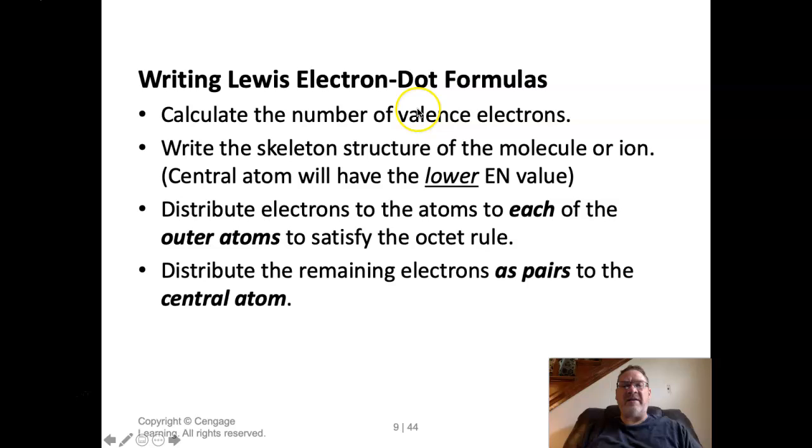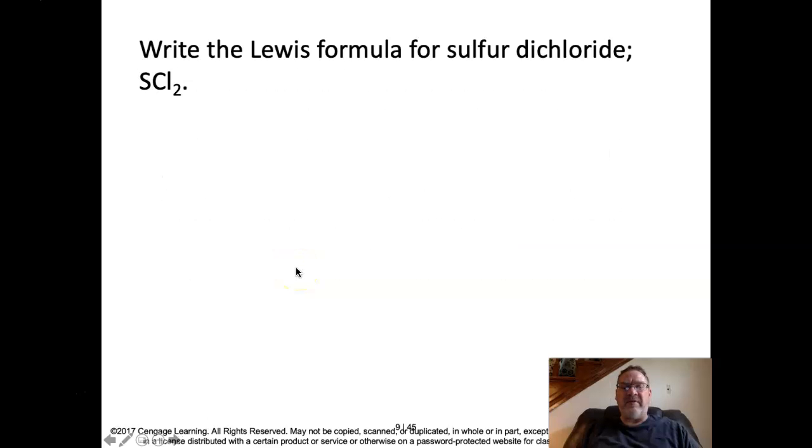So we want to write these electron dot formulas. You look at these steps, follow these steps. They don't change. Okay? Doesn't matter what your compound is. We always start by calculating the number of valence electrons. We write the skeleton structure. Our central atom is always going to have the lower electronegativity value. The only difference, hydrogen. Hydrogen will never be the central atom. And then you can see the rest of the steps here. So we're going to go through a couple of examples where you see this. We start with the sulfur dichloride.